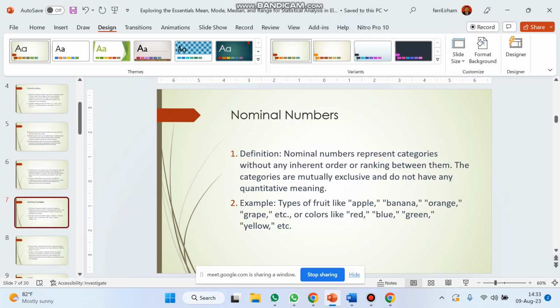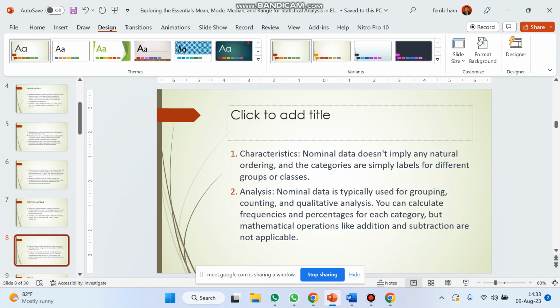Okay, so what's the difference? Nominal numbers are the opposite. They refer to categories without any inherent order or ranking between them. They do not have any quantitative meaning. For instance, type labels like apple, banana, orange, grape, yellow, and so on. So in other words, nominal data doesn't imply any natural ordering, different from ordinal numbers.